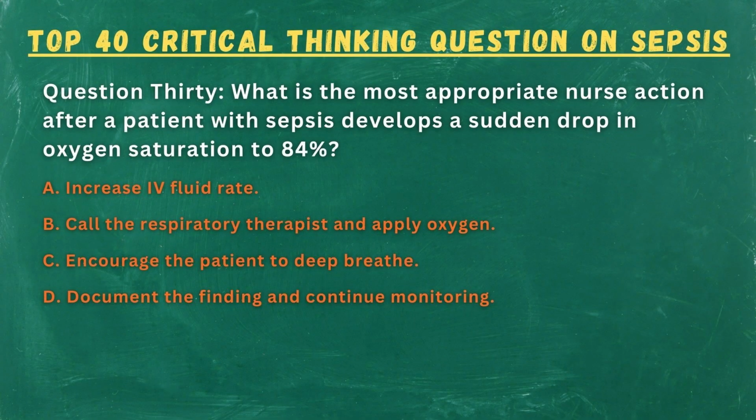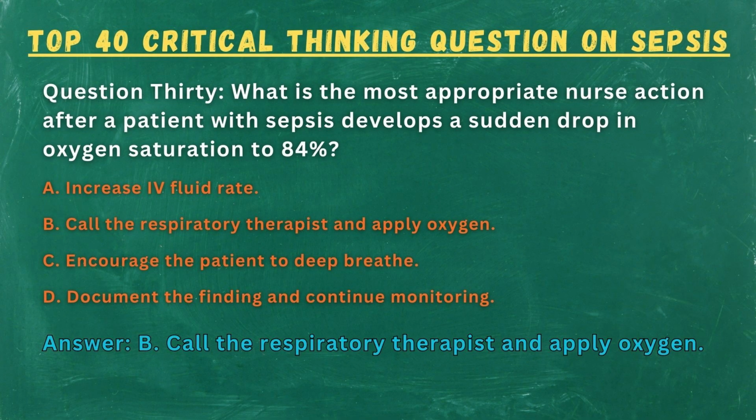Question 30. What is the most appropriate nurse action after a patient with sepsis develops a sudden drop in oxygen saturation to 84%? A. Increase the IV fluid rate. B. Call the respiratory therapist and apply oxygen. C. Encourage the patient to deep breathe. D. Document the finding and continue monitoring. Answer: B. Call the respiratory therapist and apply oxygen.